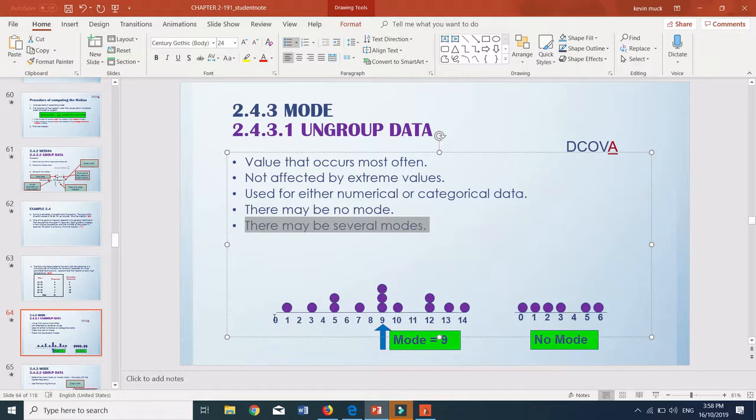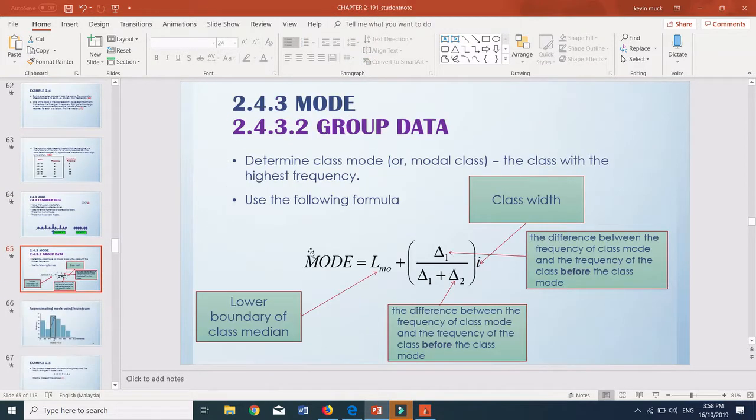So for this one, it occurs 1 time. This occurs twice. But this one, 9, occurs 3 times. So the mode is 9. This is for the ungrouped data. Now it's for the grouped data.